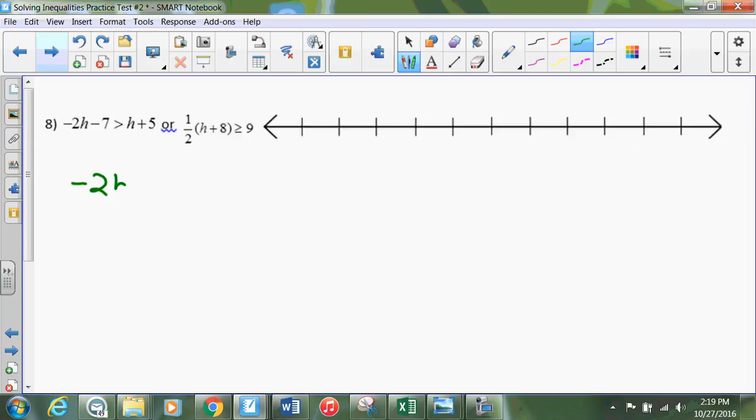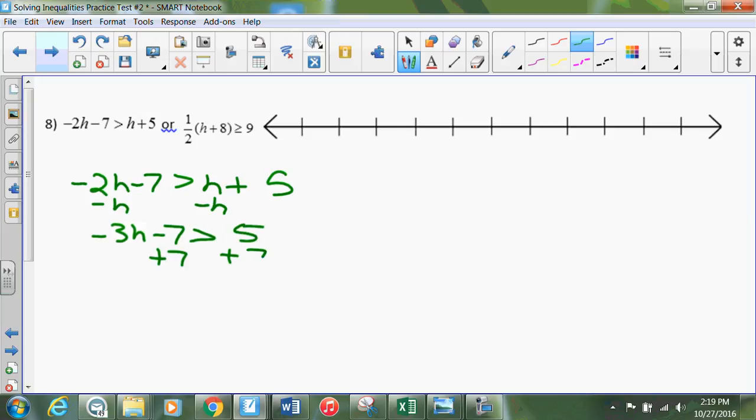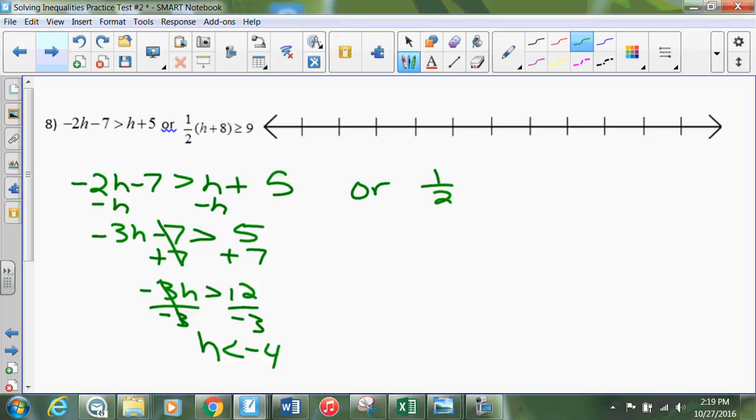I'm going to go ahead and get my h's on the same side. I'm going to move my 7 over to get rid of it. And I'm going to divide by negative 3, which since it's negative, my sign flips. Then I'm going to do the other side. And once again, I'm in an or. So 1/2 h plus 8 is greater than or equal to 9.